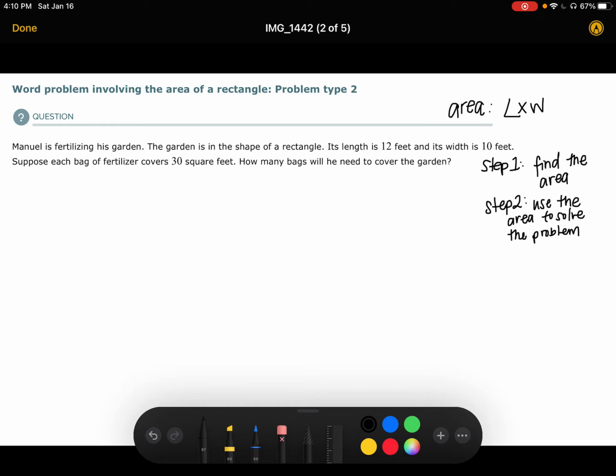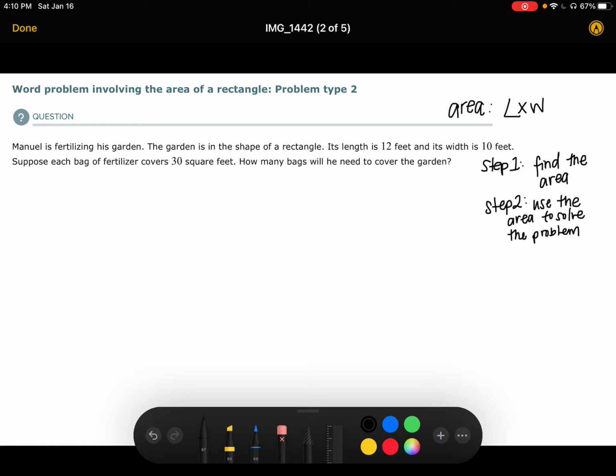So the problem states Manuel is fertilizing his garden. The garden is in the shape of a rectangle. Its length is 12 feet and its width is 10 feet. Suppose each bag of fertilizer covers 30 square feet. How many bags will he need to cover his garden?